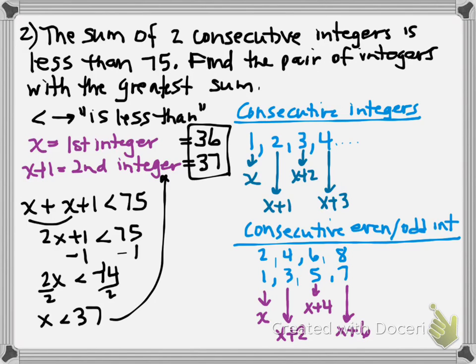Amanda? How come x wouldn't be 37? Because my answer says x is less than 37. So if it said less than or equal to, yes, it could have been 37. Because it said less than, I have to go to the integer in front of it.